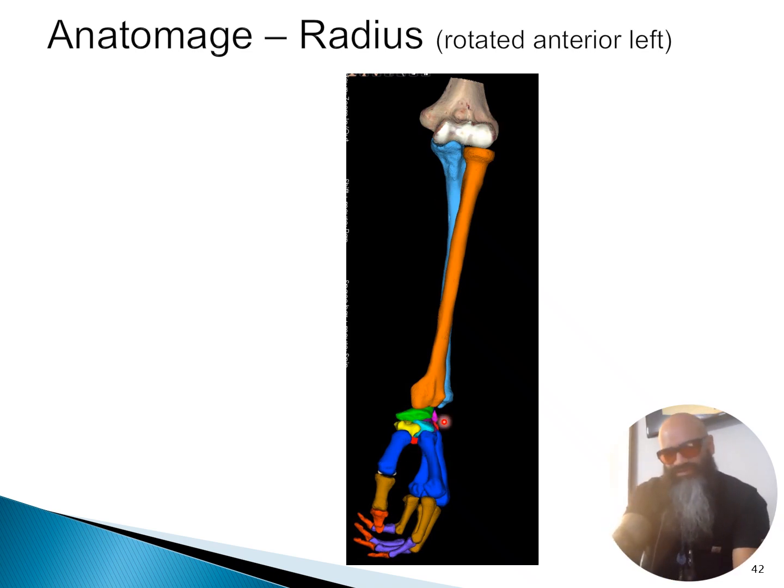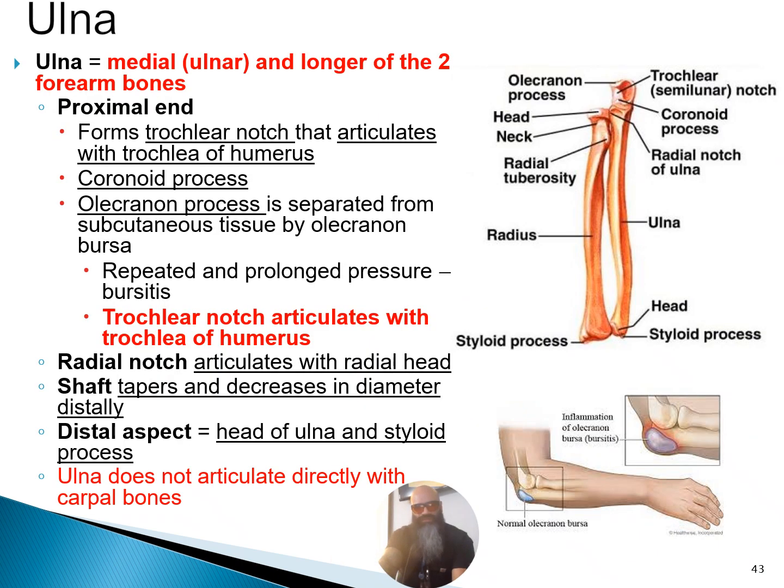This one in green is your scaphoid. These are all your metacarpals in blue. All right, so the ulna, that's the one that's inferior. Okay, right here, if you're in anatomical position, it's right there.